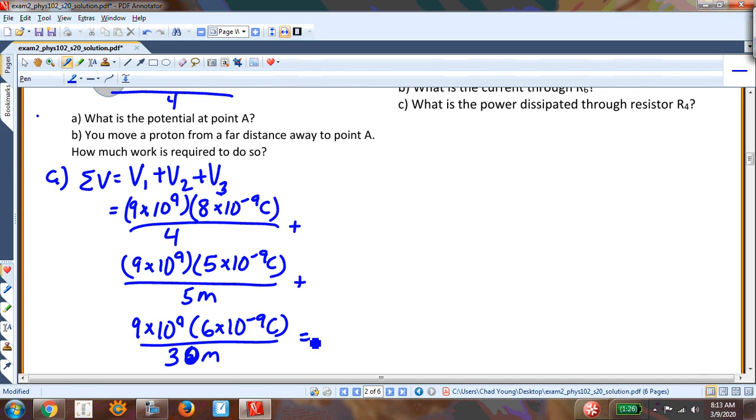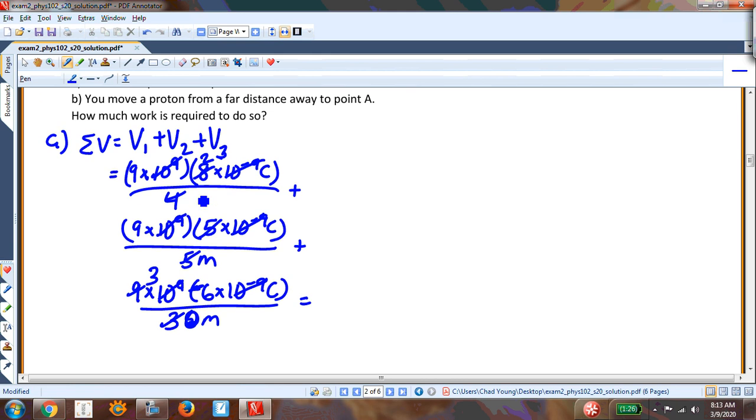And so if I add all those, recognize this one is negative too, by the way. I can do some cancellations out here. Sort of makes this a little easier. Leaves a 3. That leaves a 2, so that is 18 plus 9 minus 18. That's equal to 9 volts. So the potential at point A is 9 volts.